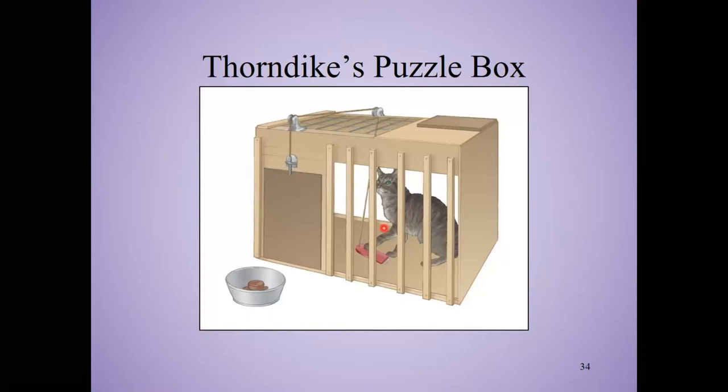It doesn't really know what it has to do to get out of there. So it just tries your basic cat types of stuff, like sticking its paws through the slats, maybe bumping into the sides, maybe trying to jump, and nothing happens. And then at some point, the cat accidentally steps on the pedal, and that causes the door to open, and out goes the cat to get the food.